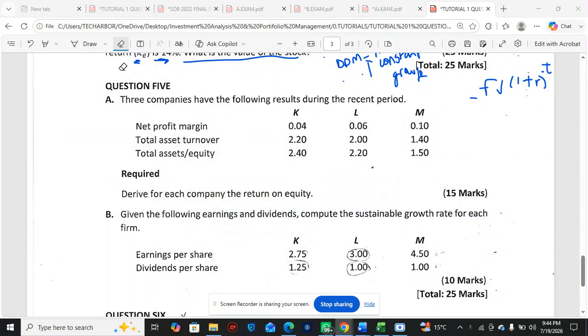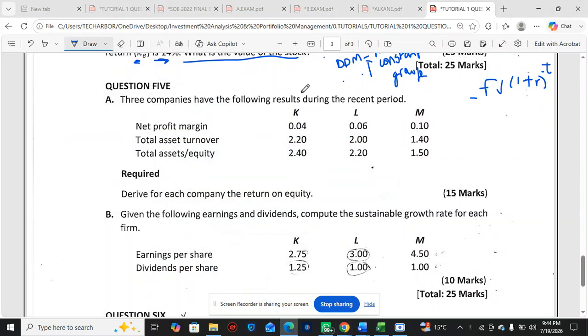Okay. Three companies have the following results during the recent period: net profit margin, total asset turnover, and total assets over equity. Derive for each company the return on equity. Okay. So, colleagues, first things first, we have to remember the definitions here.